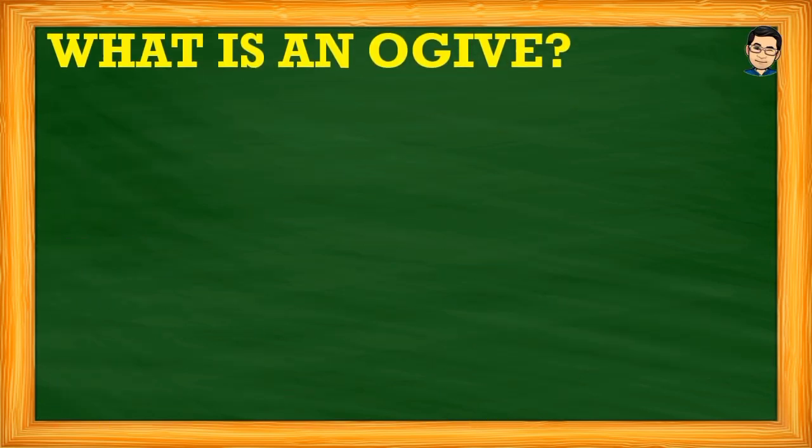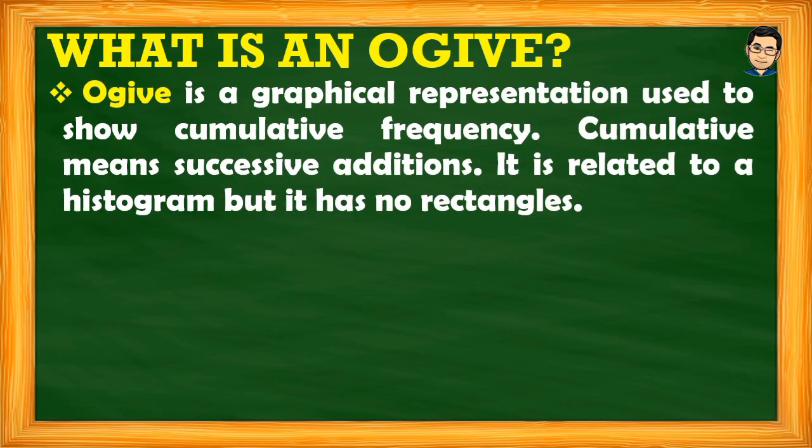So, tapos na po tayo sa histogram. So, we will now proceed to ogive. So, what is an ogive? So, an ogive is a graphical representation used to show cumulative frequency. So, yung term na cumulative frequency na yan, most likely, ma-encounter nyo yan kapag ang lesson natin is yung nasa week 6, yung measures of central tendency of group data.